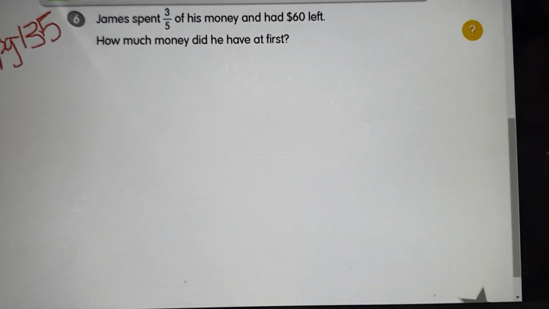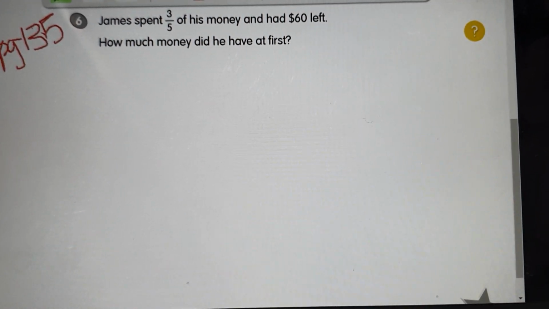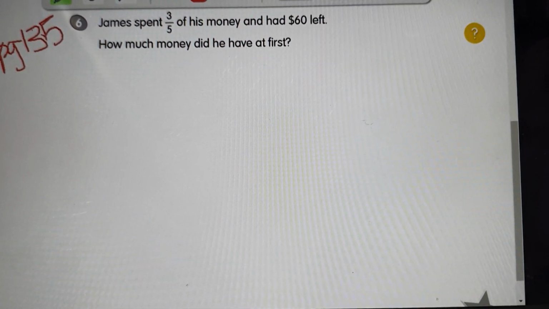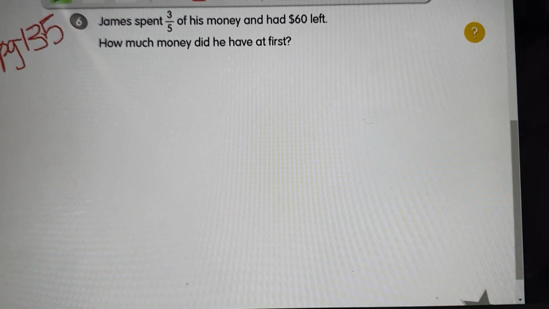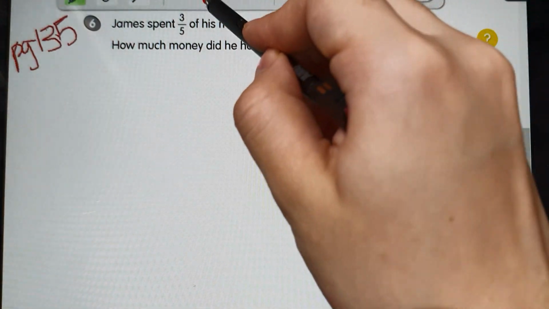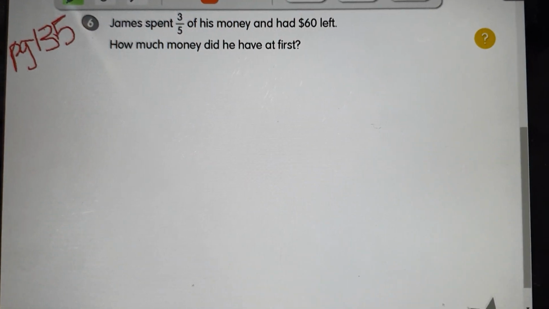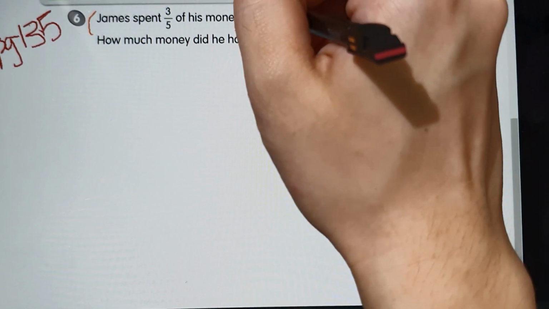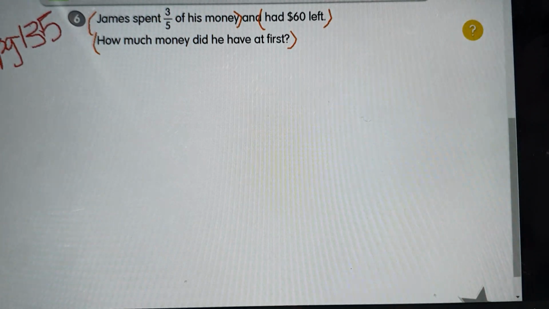Okay, let's now move on to the last question. Can you please turn to page 135 and let's look at question 6 together. James spent 3 out of 5 of his money and had $60 left. How much money did he have at first? So similarly, we can first break it down into smaller parts first. So the first part will be this. Second part. And the third part.